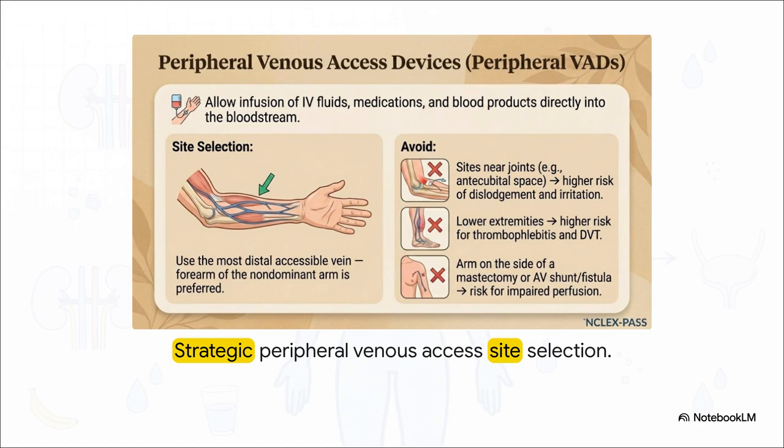We want the most distal accessible vein, typically on the forearm. We specifically, intentionally avoid joints like the elbow crease, and we avoid the lower extremities entirely. Why? Because placing an IV near a joint massively increases the risk of it dislodging the second the patient bends their arm, and using the legs carries a much higher risk for dangerous blood clots.